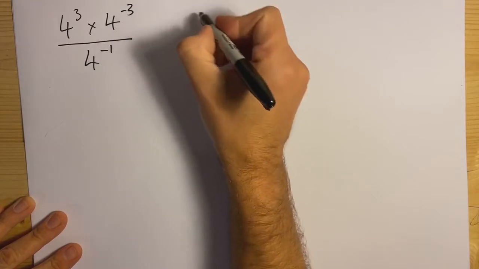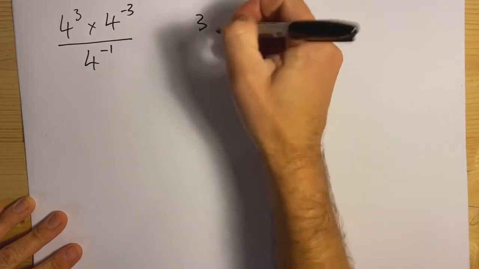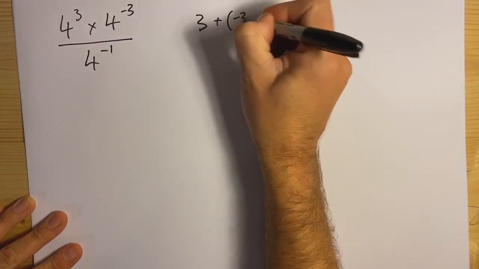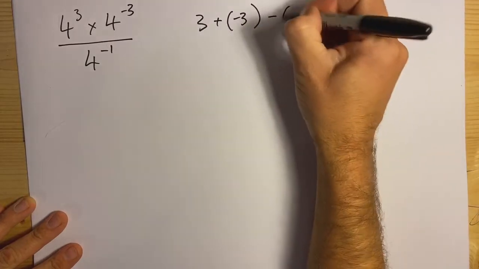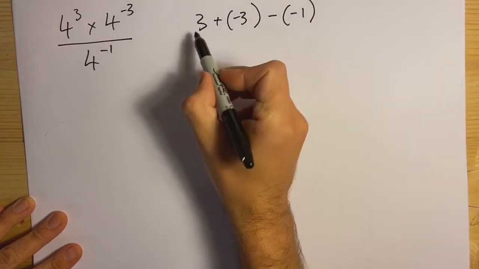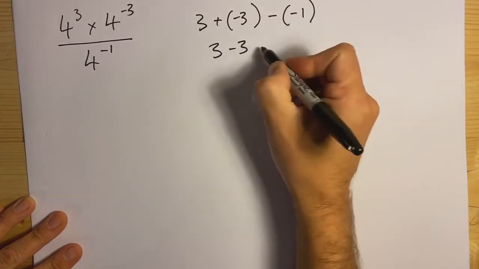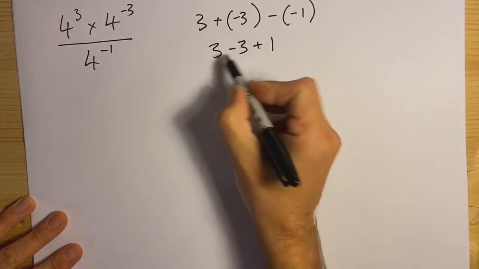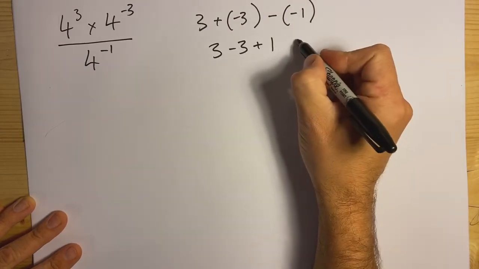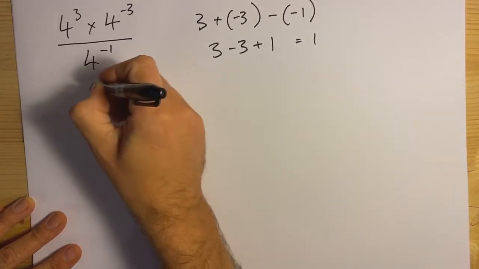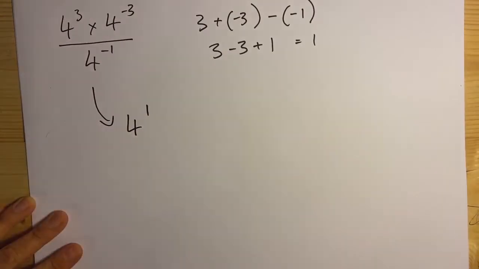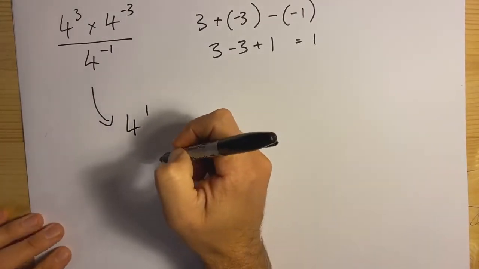So if we just look at the powers, that would be 3 plus minus 3 minus minus 1. So 3 plus minus 3 is the same as 3 minus 3, and minus minus 1 is the same as plus 1. So 3 minus 3 is 0, plus 1 is 1. So our answer here is going to be 4 to the power 1, which is the same as 4.